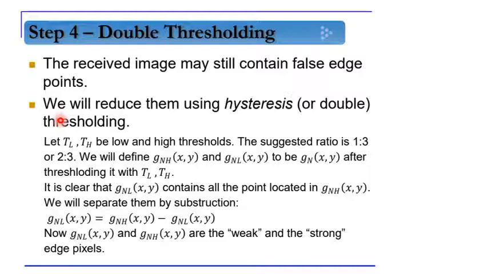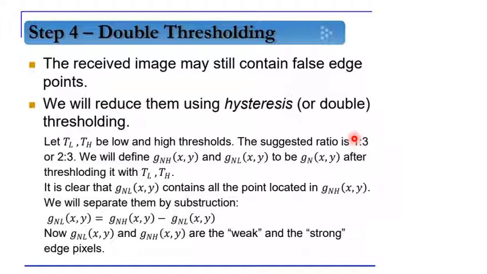So we assign two threshold values, TL and TH. TL represents the low threshold, TH represents the high threshold, and we take a ratio of them, either 1:3 or at least 2:3. Now using these two thresholds, we are going to generate two thresholded images. The first thresholded image will be GNH(x,y), where we apply the higher threshold, and the second is GNL(x,y), which is found using the low threshold, from this image gn(x,y) that we got in the previous step.